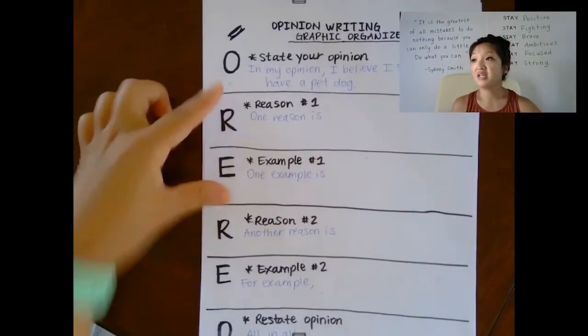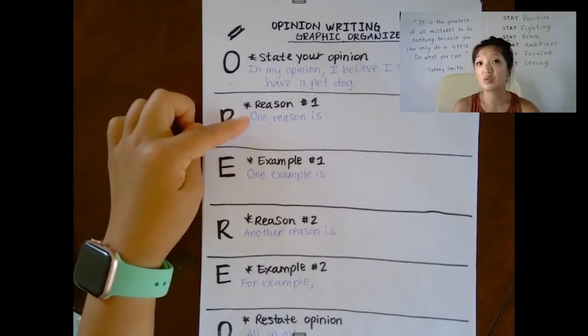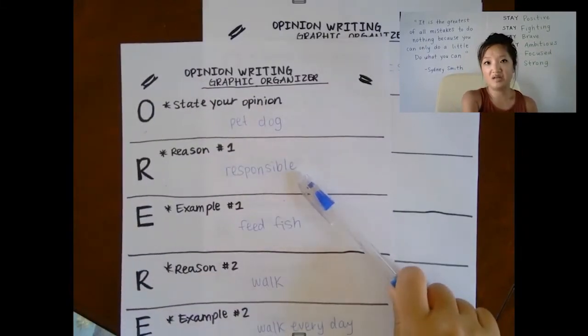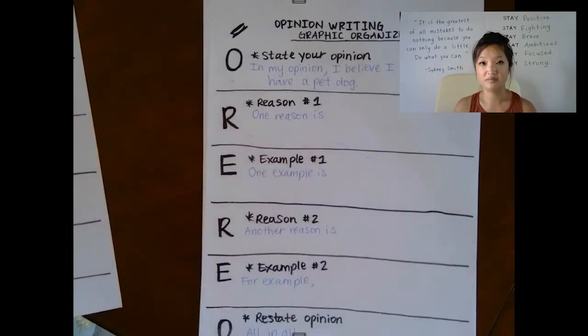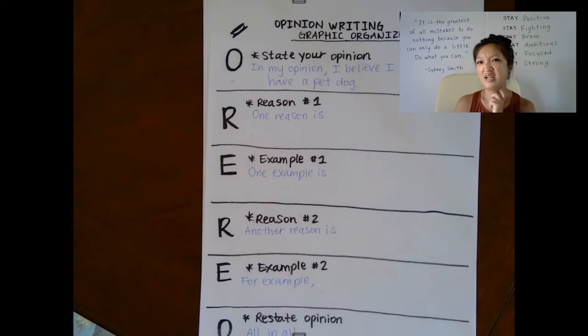So in my opinion, I believe I should have a pet dog. Here's again some sentence frames. One reason is, and I wrote responsible here. So I'm wondering, should I just do one reason is responsible? Do you think that makes sense? That doesn't sound right to me.